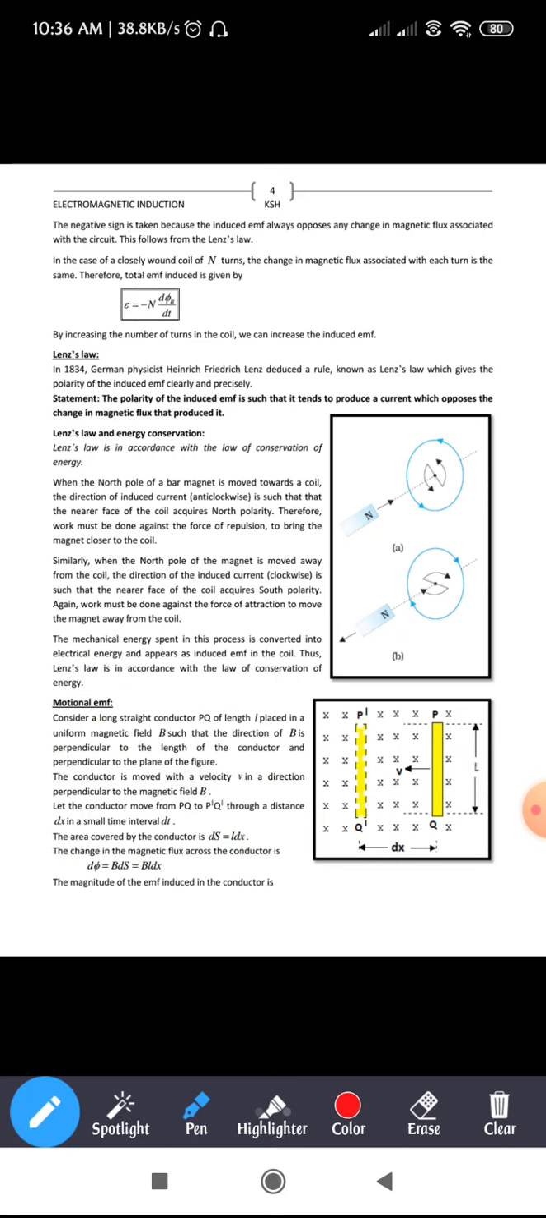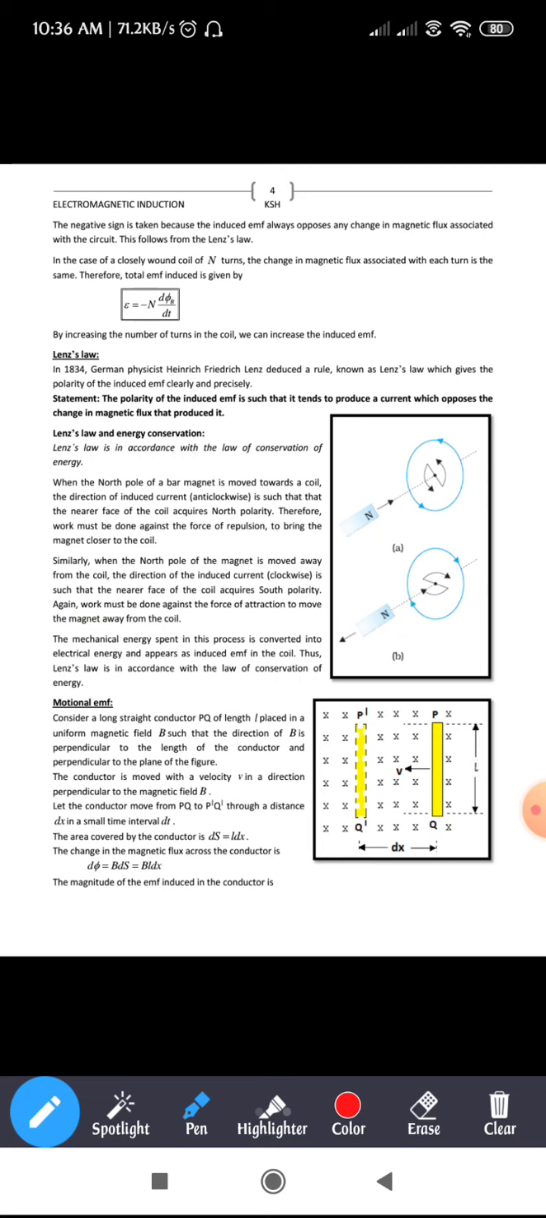The energy that you are spending will be converted into electrical energy. Whatever work you do is converted into electrical energy, and that itself appears as an induced EMF in the coil. So this Lenz's law is according to the law of conservation of energy. And this is about Lenz's law.